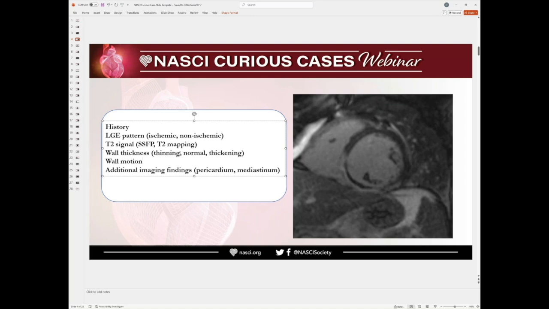And you look at the mediastinum, you see all this lymphadenopathy, you know that maybe the patient has sarcoidosis. That may help. Or if you have a pericardial enhancement or pericarditis, you may suspect there might also be myocarditis. So those additional findings might be important too.